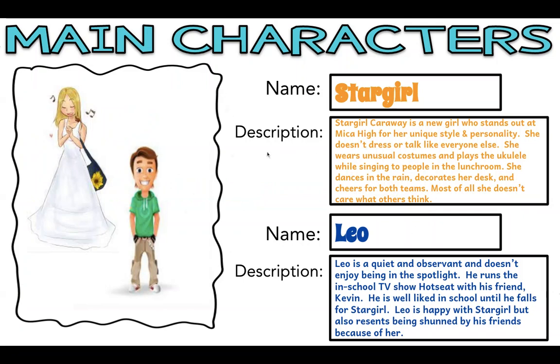So the first one, the main character slide, just make sure you get that one done. So you're putting in the names of two main characters and then you're really describing them. So just, when you think you're done too, go back and look at them and edit and make sure that you really added this stuff in.